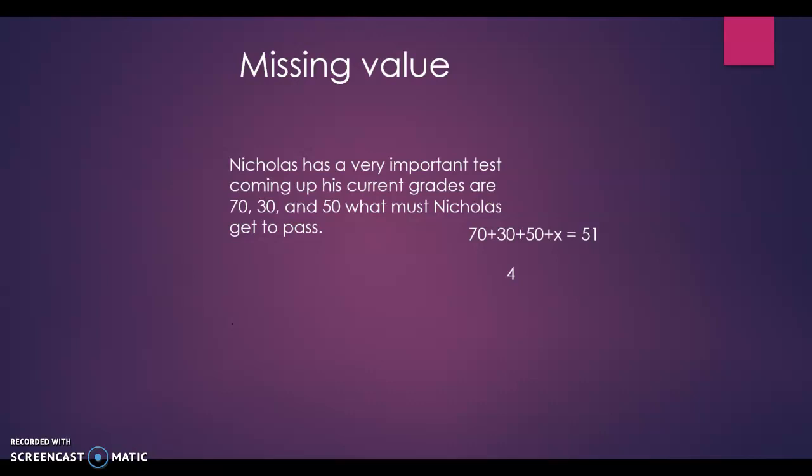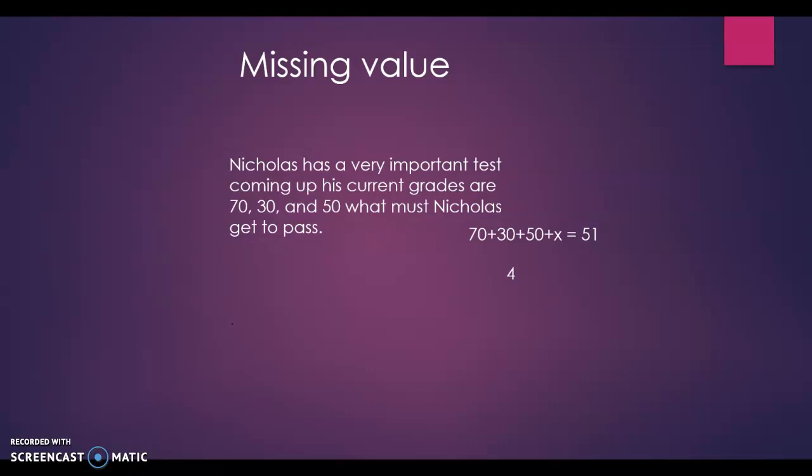So the question here is, Nicholas has a very important test coming up, and his current grades are 70, 30, and 50. What must Nicholas get to pass? So our first step is that we're going to add all these numbers up. So 70, 30, and 50, that equals 150. And plus x, because that's our unknown value right now. We're going to say the average needed is 51.